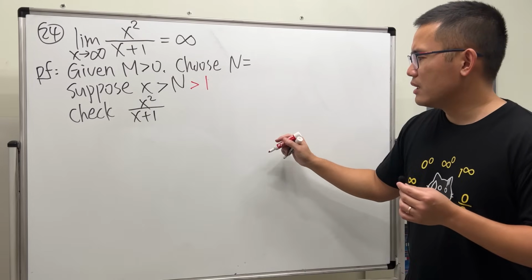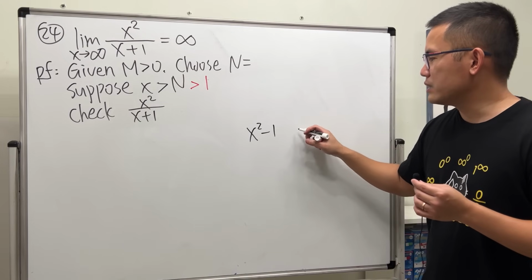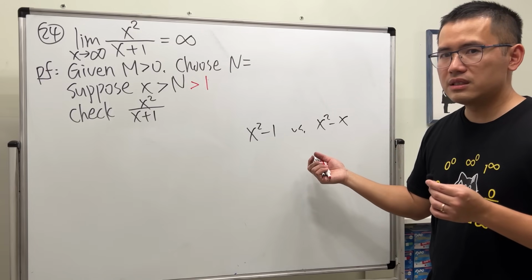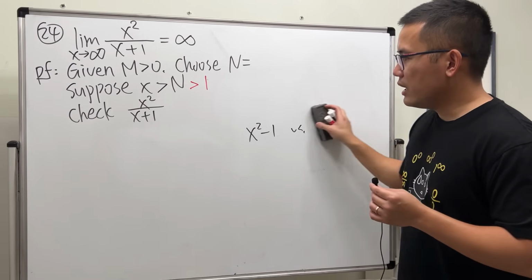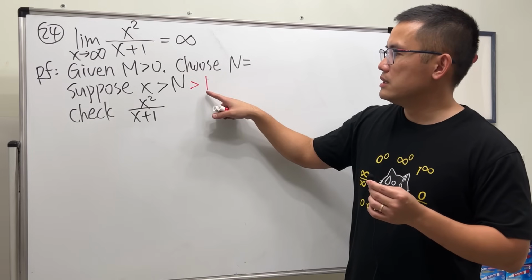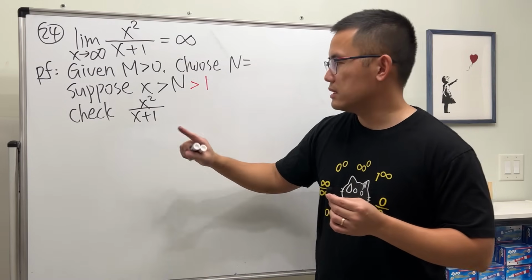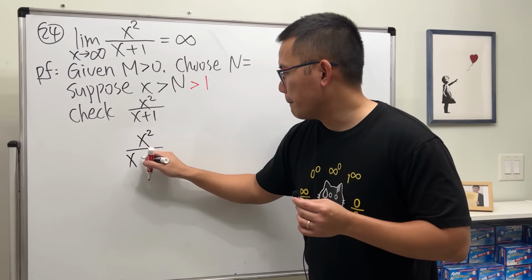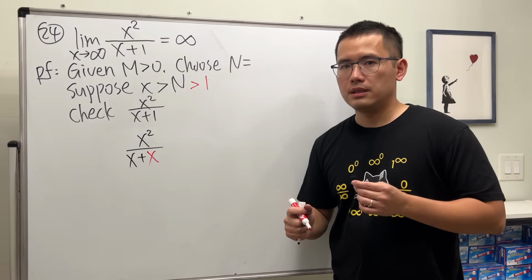Remember there was a question, I forgot the number, it's like x squared minus 1, and you compare that with x squared minus x, and then we were able to factor out the x, and the reason is to get rid of the x on the top, yeah? Well, let's try to do this. Here's the deal. x is greater than 1. If I replace this 1 with x, let's see what will happen. x squared over x plus x. Can we make a comparison?